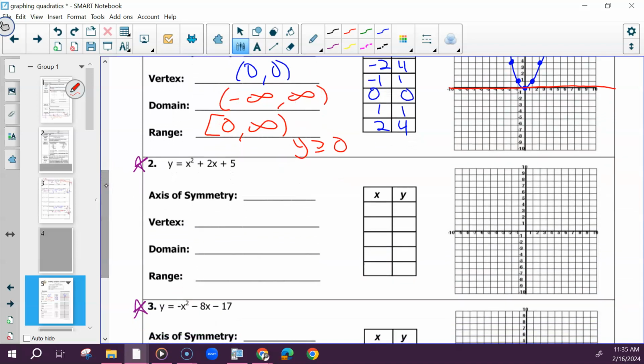Let's do number 3. So we have a negative example. Go ahead and put number 3 into your calculator.